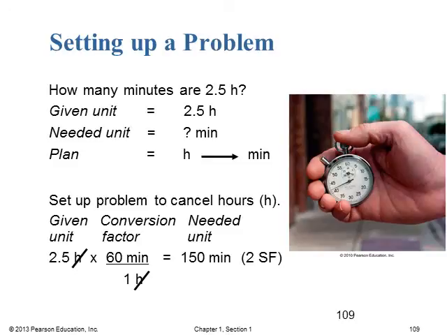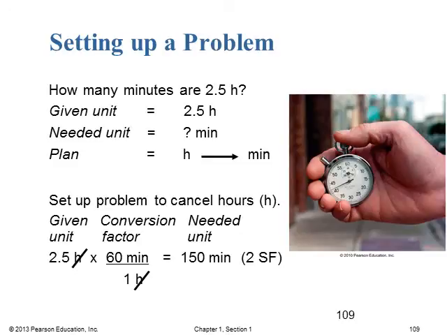Our conversion factor: here we want our units of hours to cancel out. So in order for hours to cancel out, we need to have hours in the denominator of our conversion factor, and we want our needed unit in the numerator. So we're going to write 60 minutes over 1 hour. That ensures our hours cancel out and our minutes remain. And so then we can plug that into our calculators, 2.5 times 60, and we get 150 minutes.